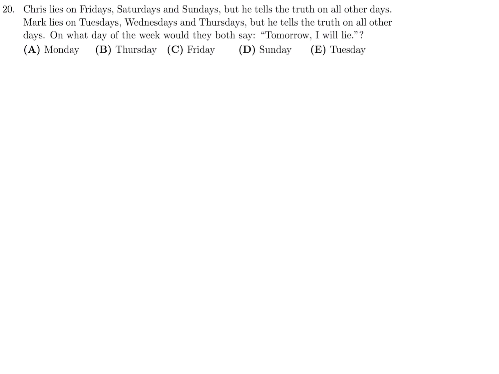Chris lies on Fridays, Saturdays, and Sundays, but he tells the truth on the other days. Mark lies on Tuesdays, Wednesdays, and Thursdays, but he tells the truth on all the other days. On what day of the week would they both say, tomorrow I will lie? Let's draw a little calendar for us. Sunday, Monday, Tuesday, Wednesday, Thursday, Friday, and Saturday. And we've got two players in this game. Who do we have? Chris and Mark.